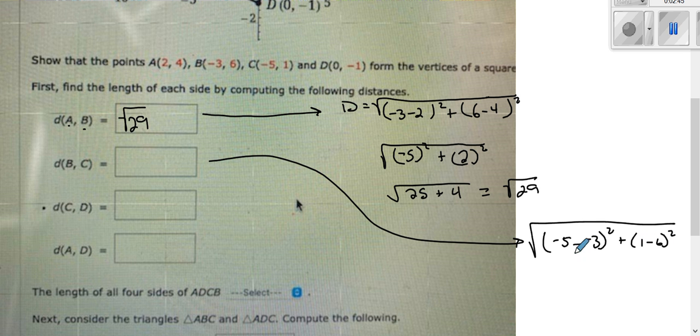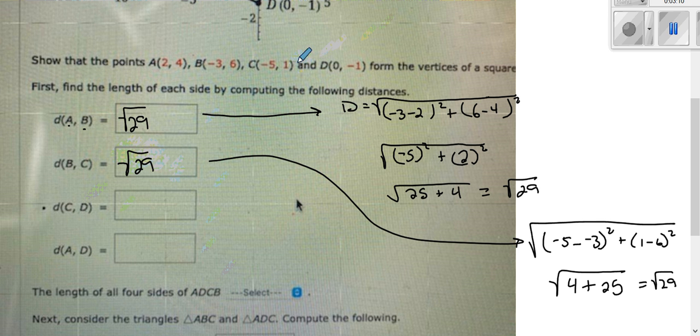And then, again, you can do some math in your head. So negative 3 minus a negative would be plus. Negative 3 plus 3 would be negative 2. Negative 2 squared is a positive 4. 1 minus 6 is negative 5. Negative 5 squared is 25. 4 plus 25, again, square root of 29. So this one came out to be the square root of 29 as well.